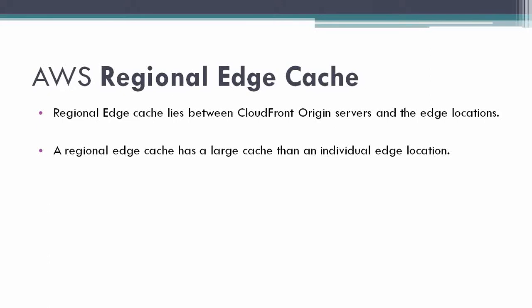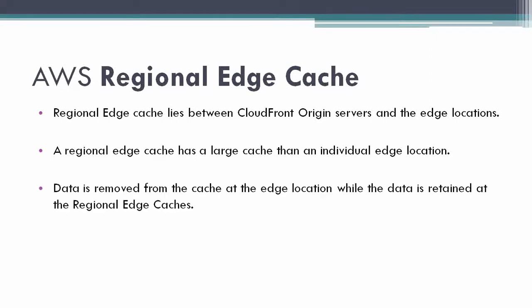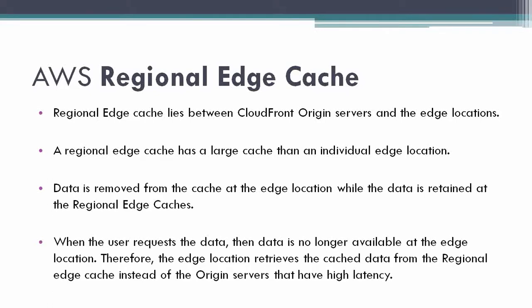A regional edge cache has a larger cache than an individual edge location. Data is removed from the cache at the edge location while the data is retained at the regional edge cache. When the user requests the data, and it is no longer available at the edge location, the edge location retrieves the cached data from the regional edge cache instead of the origin servers, which have high latency.